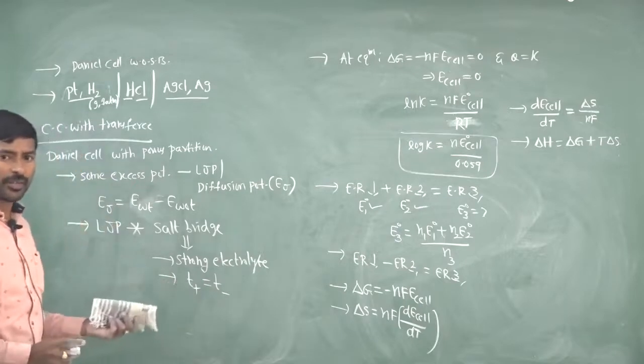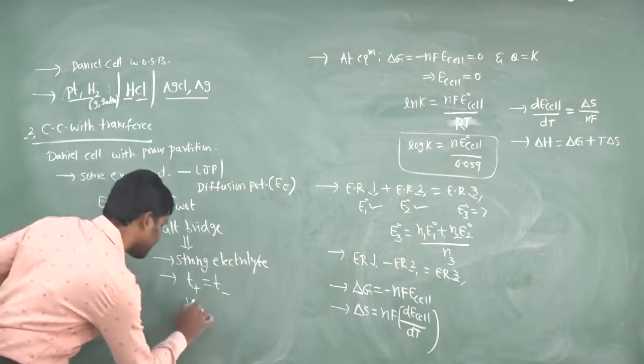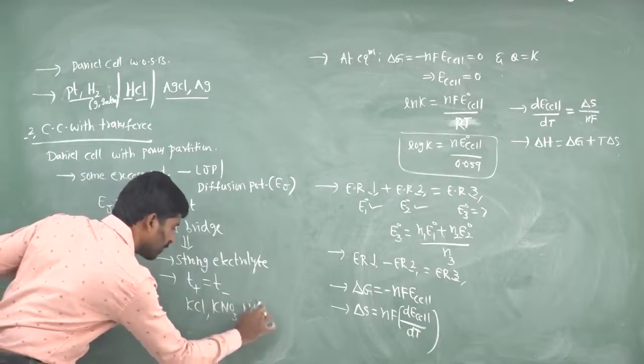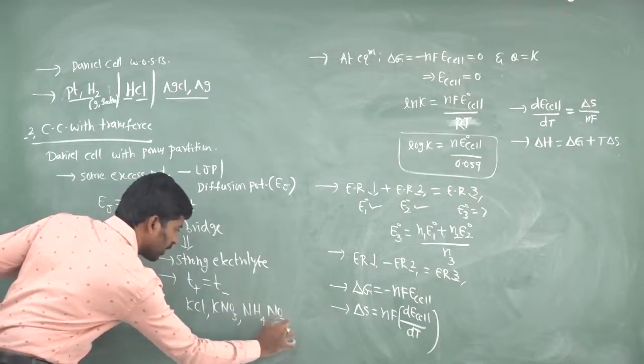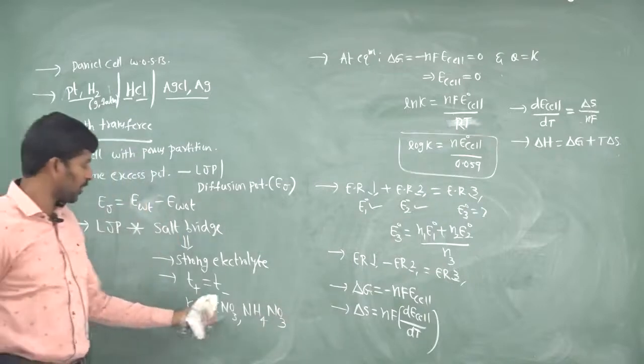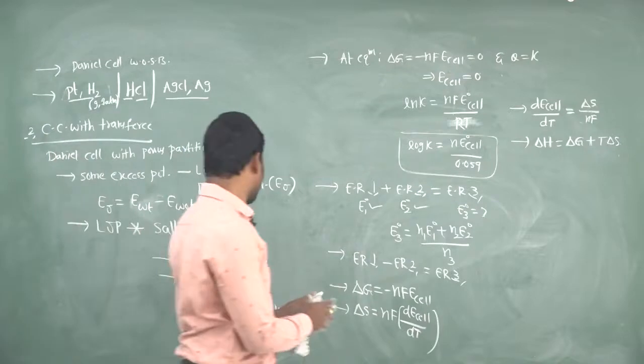What are the examples of salt bridges? KCl salt bridge, KNO3, and next, ammonium nitrate salt bridge. The transport numbers of cation and anion are almost the same. That's why we specially use these salt bridges.